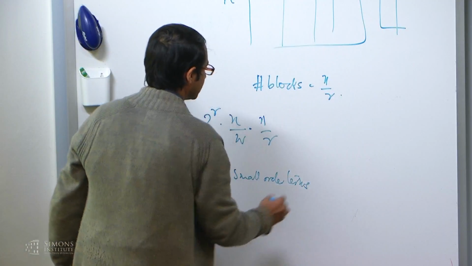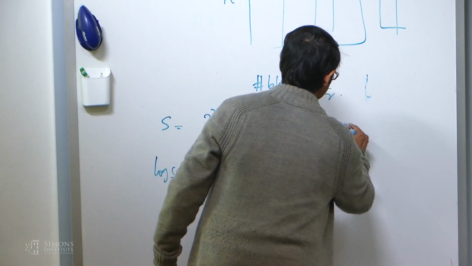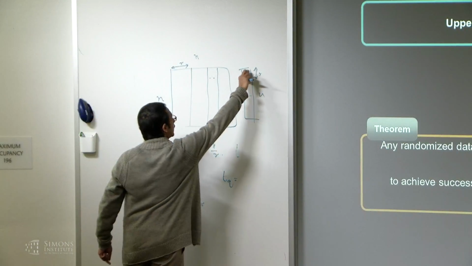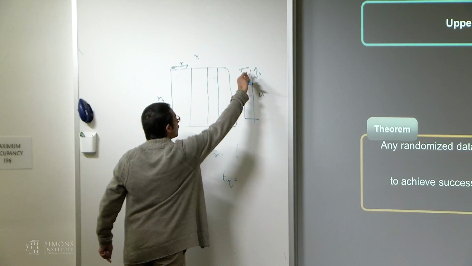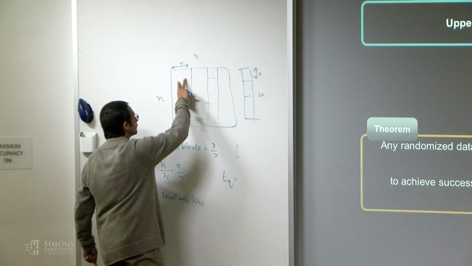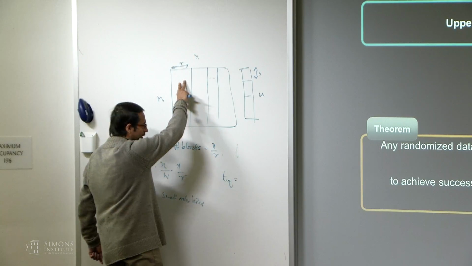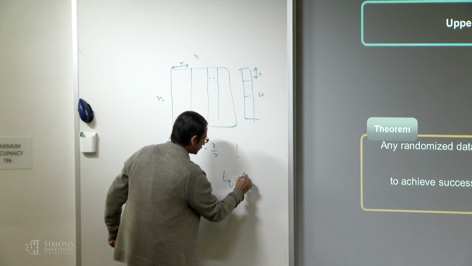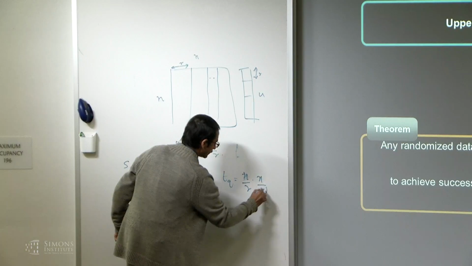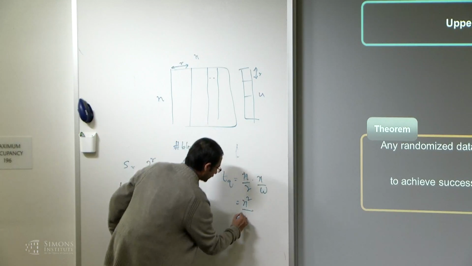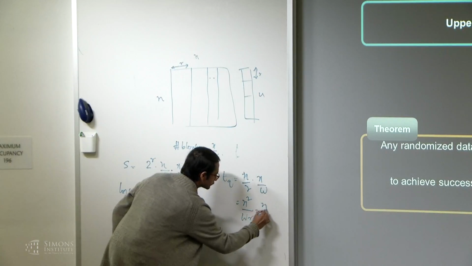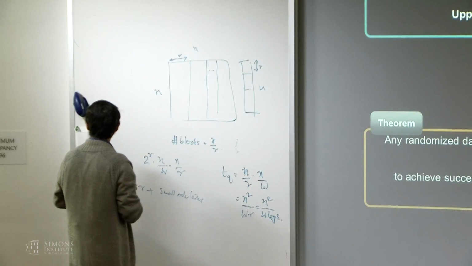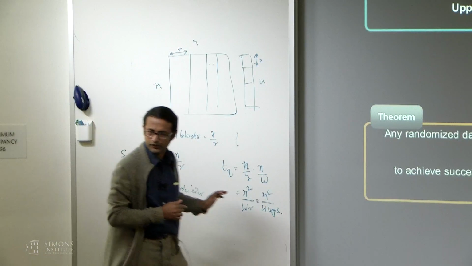Okay. And the number of queries that I need to make is now, when I get a vector, I read each of these r blocks, and I know correspondingly which linear combination I need. So I will actually need to query about n by r times n by w, right, which is n squared by wr, which is about n squared by w log of s. I hope that's clear.